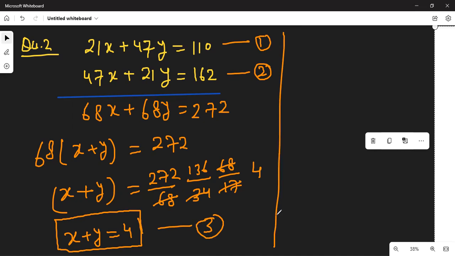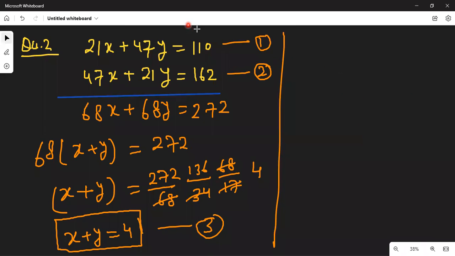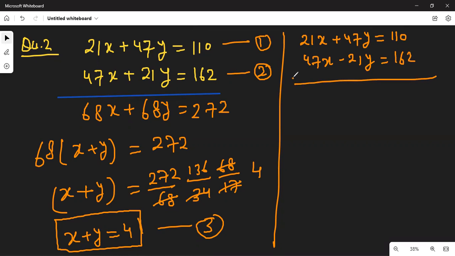Now we need to find the next equation. We need to subtract these two equations. So when we subtract, what will happen? Let us write these equations again: 21x plus 47y is equal to 110, and 47x minus 21y equal to 162. Now subtract both equations. We just simply change the sign when we subtract.